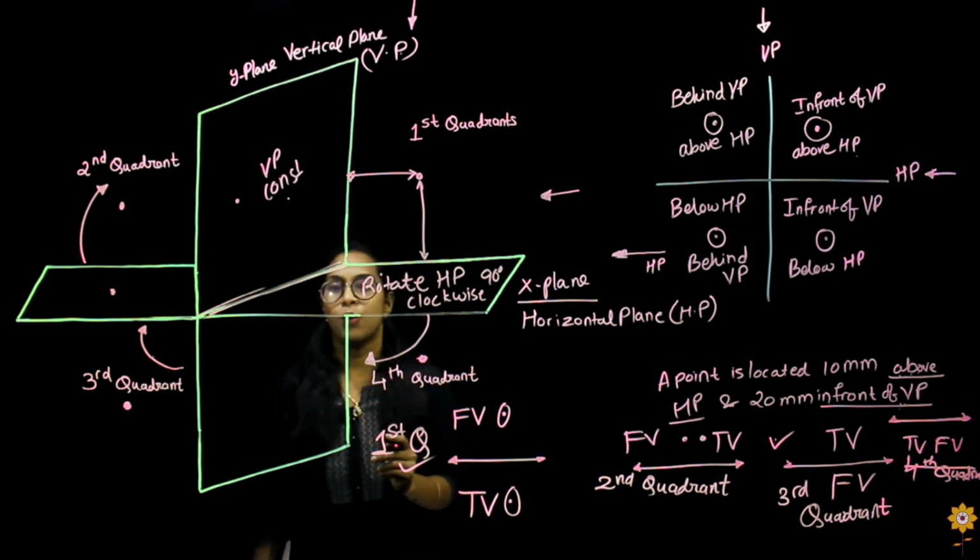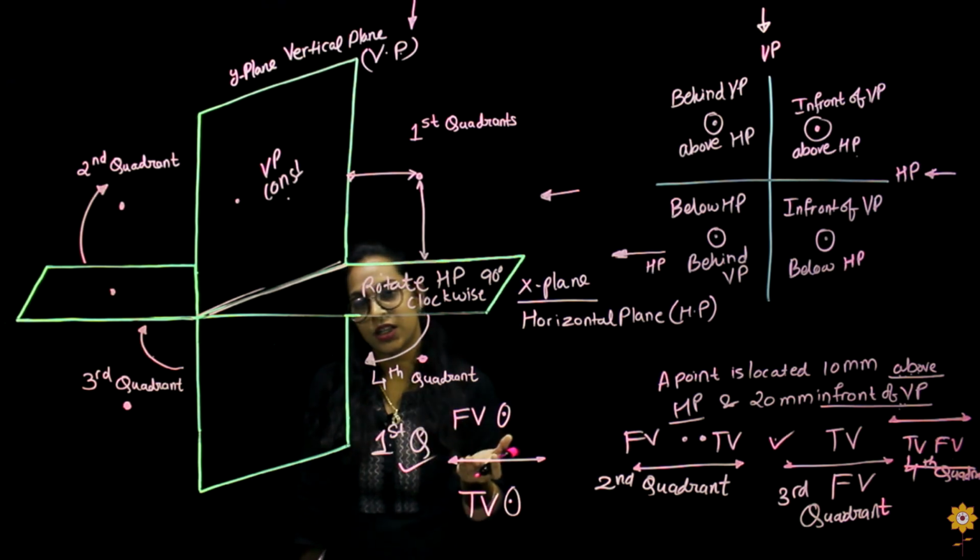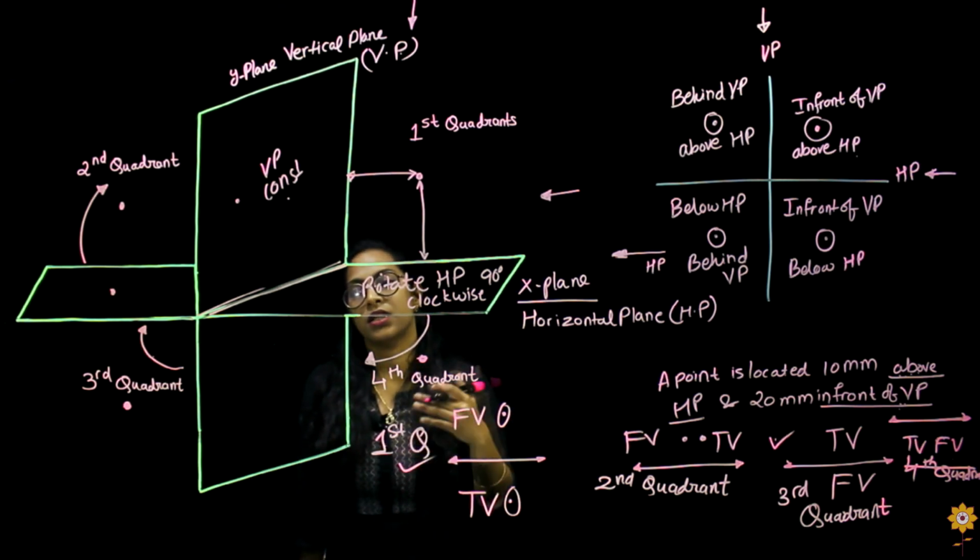So this is how we locate the point in a quadrant system, or how, if the location is given, how do we know in which quadrant it is.